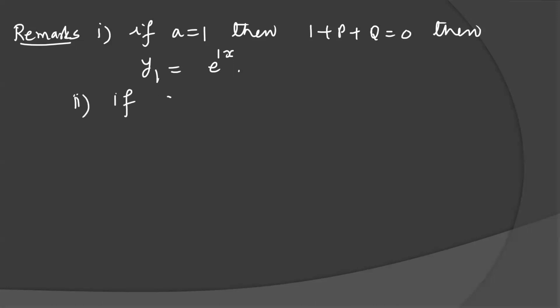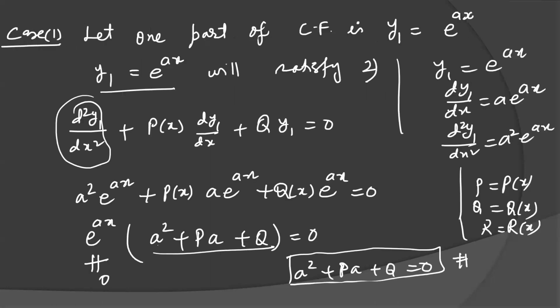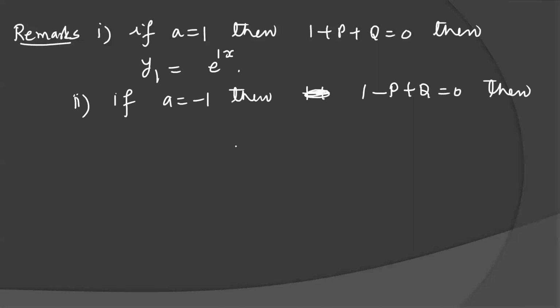Second, if a equal to minus 1, then 1 plus 1 minus p plus q equal to 0. Then if you put a equal to minus 1, then y1 equal to e to the power minus 1x is one part of CF.